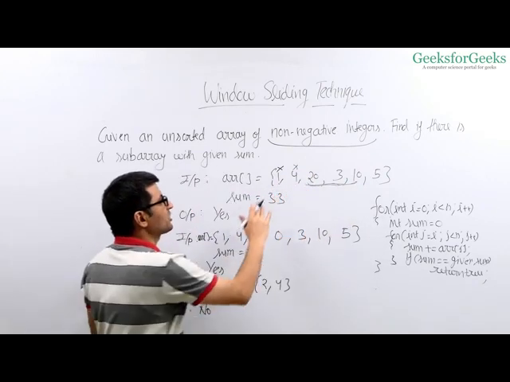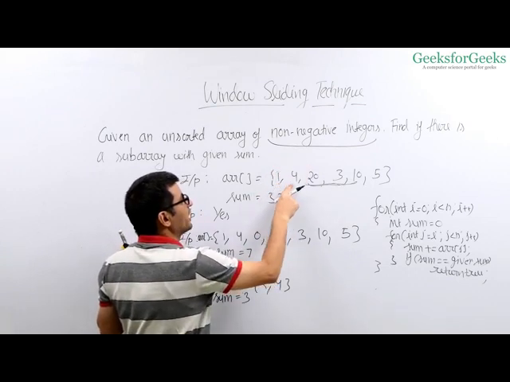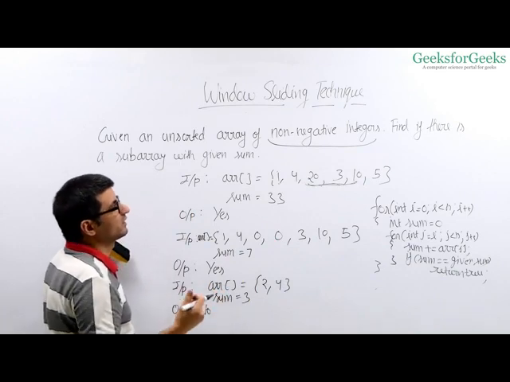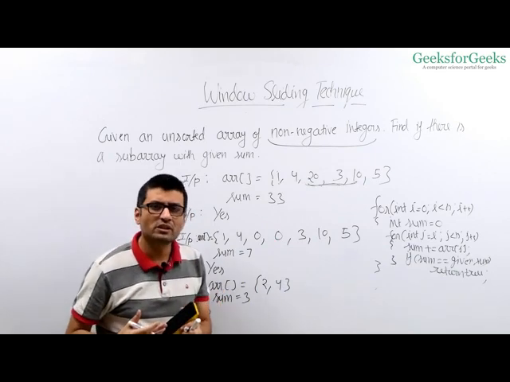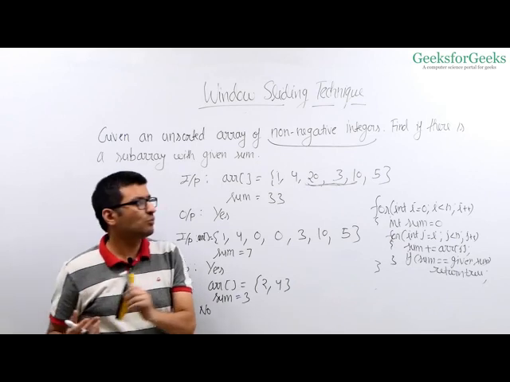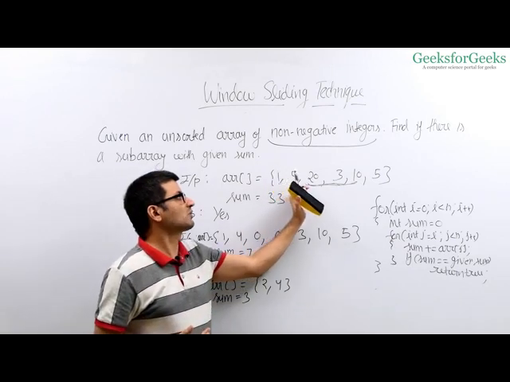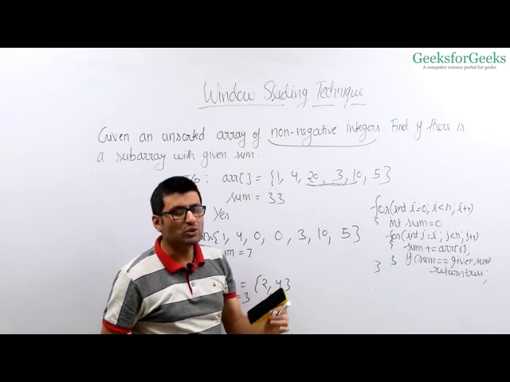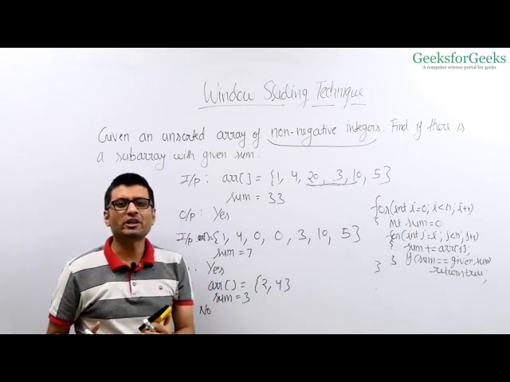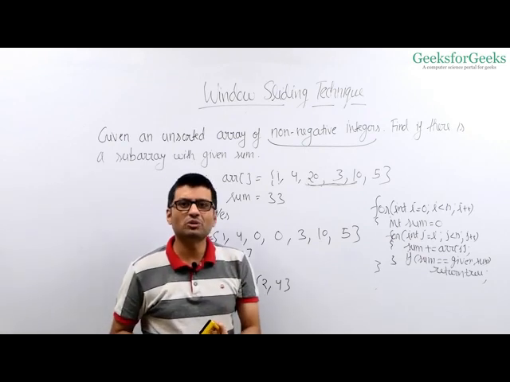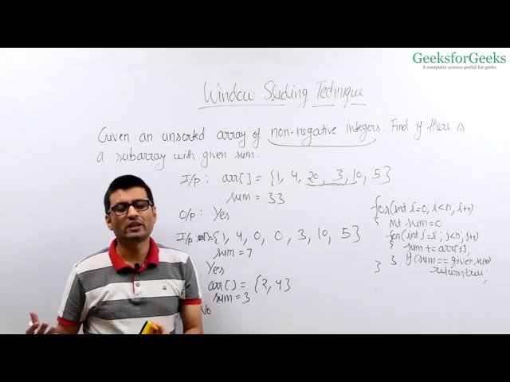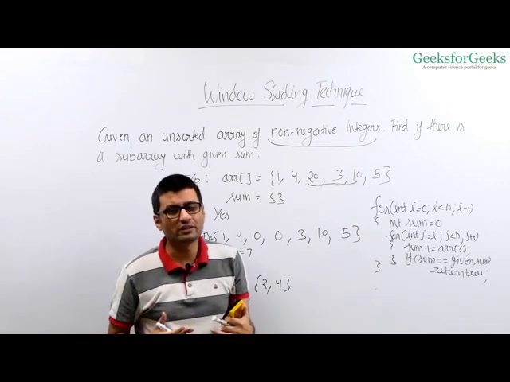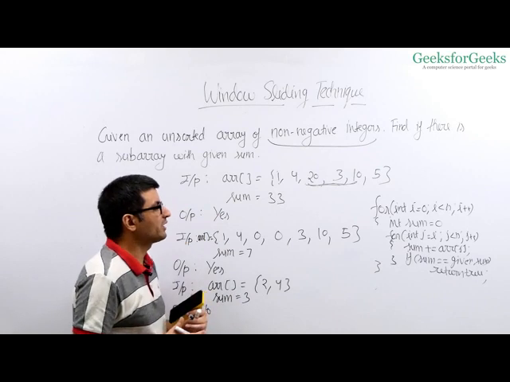So let me repeat the approach. What we do is we keep on adding elements to the current window while the sum of current window is smaller than the given sum. Whenever the sum becomes greater, we keep removing the beginning elements from this window until we get a smaller sum or an equal sum, right? So when you reach that point, when the sum becomes equal to the given sum, you return true, right? If you reach the end and you do not end up in a point where sum is equal to given sum, you return false at the end. That's the idea of window sliding technique for this problem.